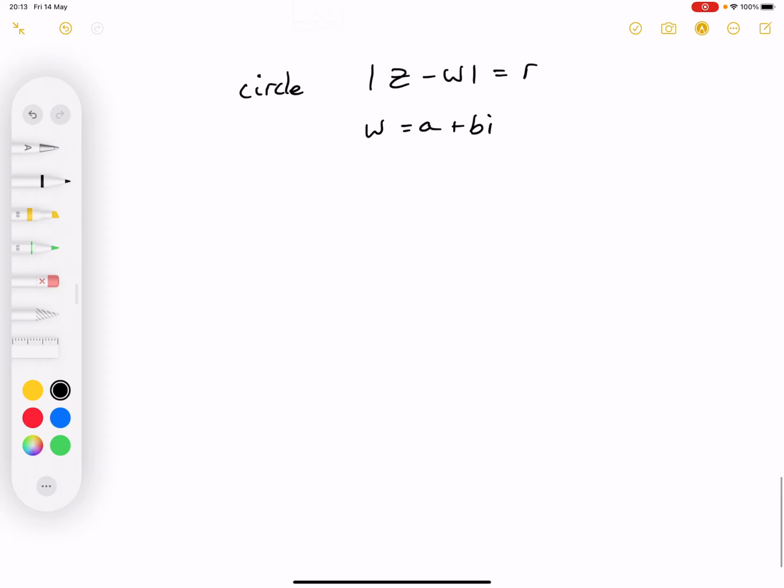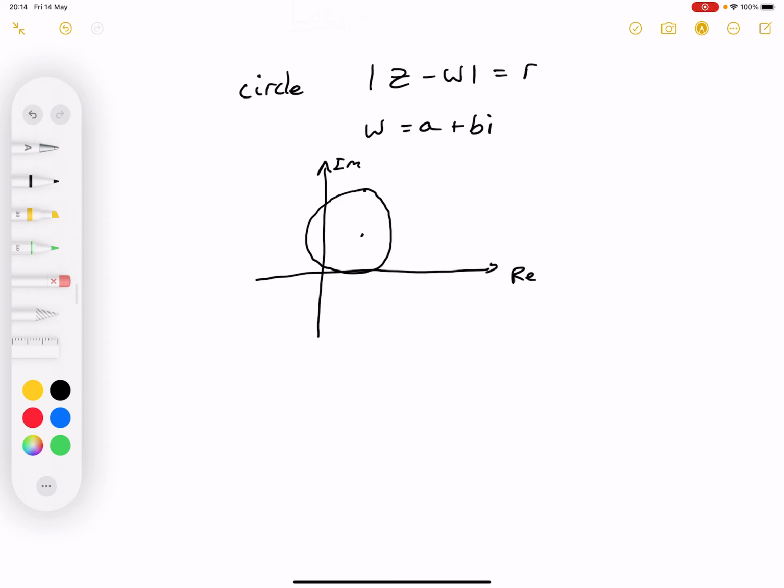So this is a circle on our Argand diagram, so with a real axis and an imaginary axis. Let's say w is here, and r is about this much. Our circle's going to look something like this. Obviously, you can have less than or equal to, less than, greater than, all the inequalities if you wanted to.